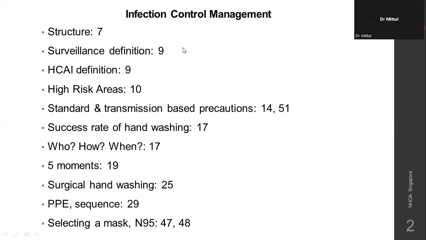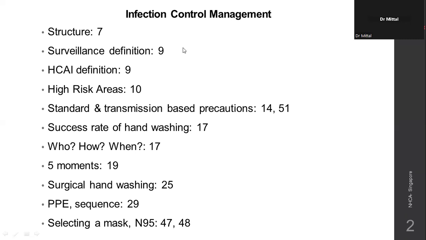Then the next topic is surveillance definition. All the other paragraphs in this first chapter, just read through for the understandable concept. Surveillance definition. What is surveillance? Definition is given on page number 9. That is important. And also healthcare associated infection. What do you mean by that? Page number 9. Then on page number 10, there is a list of high risk areas. Very important. You should know exactly what areas in a hospital are considered high risk in terms of infection control.